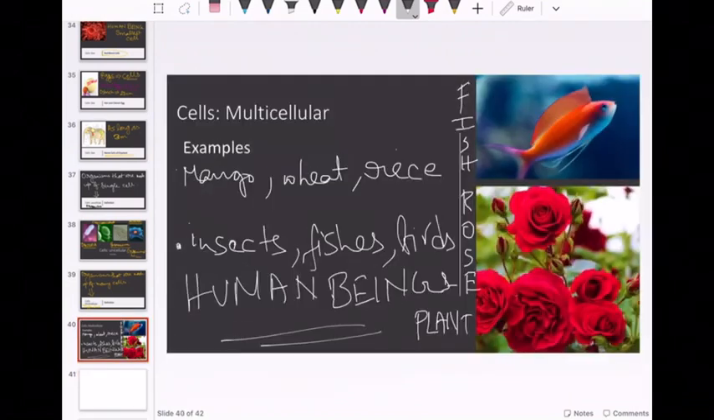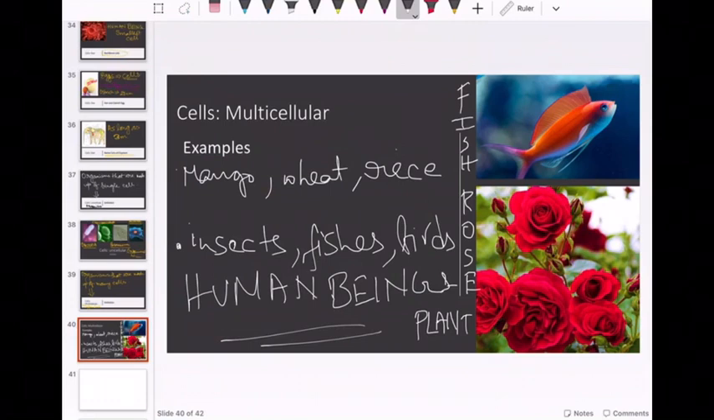Now, it has been seen that the cells in the human body have various lifespans. For example, take the skin cell. After a few days, you will see your skin gets dry and you peel off the skin. What happens? The cells of the skin die and you peel them off. So they have a lifespan, and that depends on where the cell is present and what function it provides in our body.